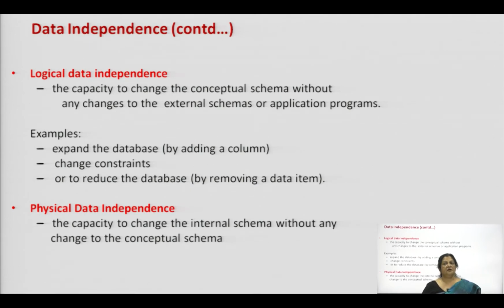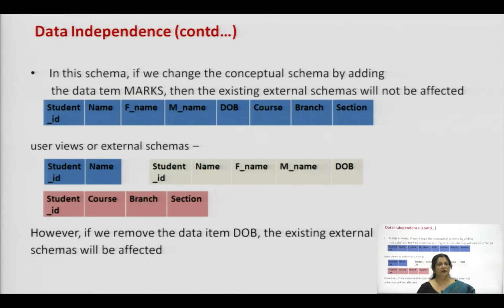Suppose we change the constraints that are applied to the various columns or attributes, that should not change the external schema. Or we reduce the schema by removing some of the data items or attributes. In most cases, this should not affect the external schemas, but in some cases, if the attribute that is being removed belongs to any of the external schemas, then that particular external schema will be affected.